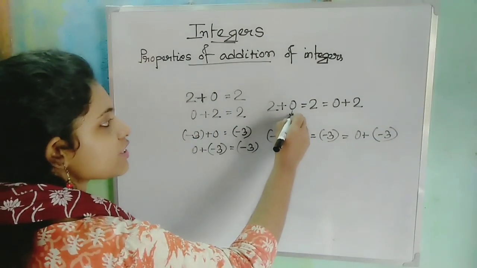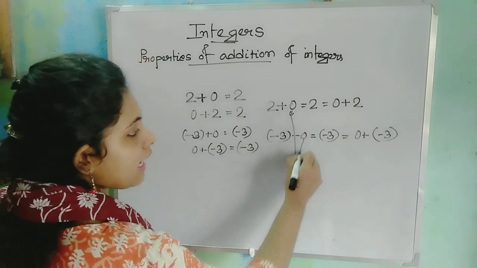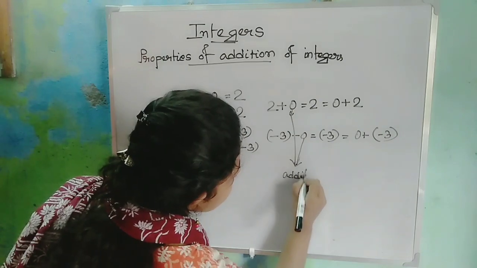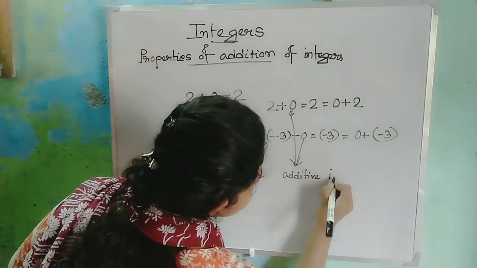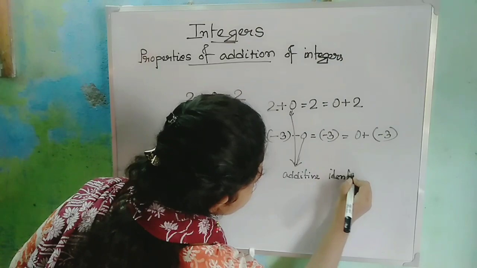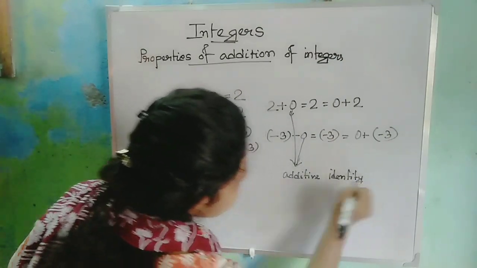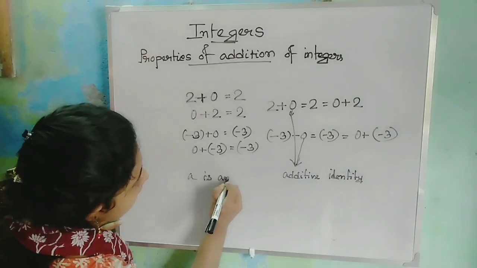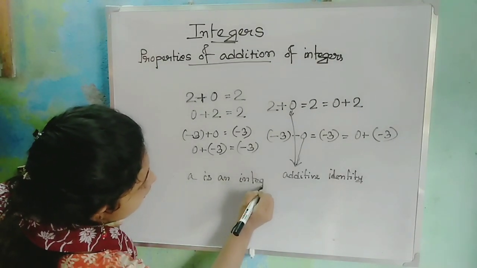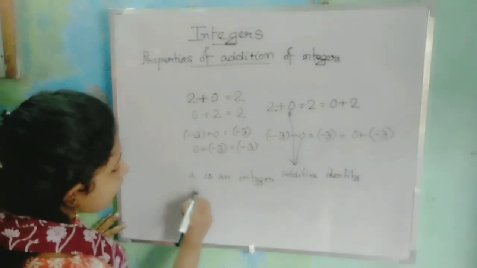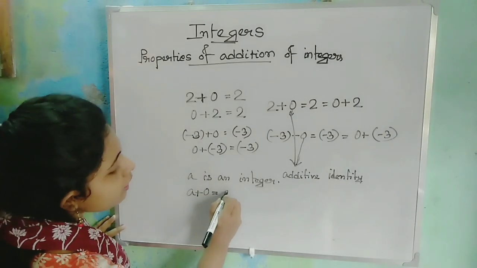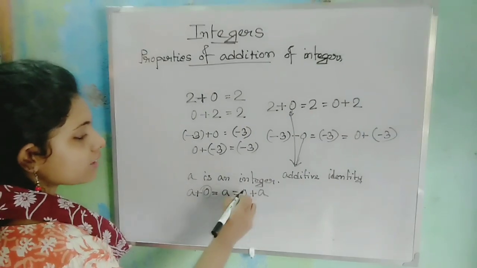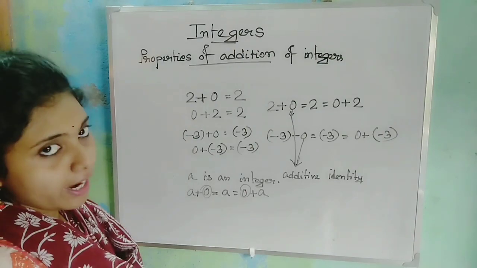Here this 0 and this 0 are called additive identity. Now we can say that if A is an integer, then A plus 0 equals A equals 0 plus A. So here 0 is called the additive identity.